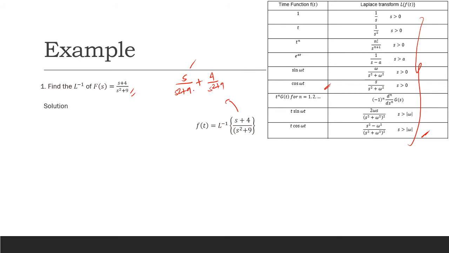So, therefore, pwede na nating i-express to as S over S squared plus 3 squared, which is, ito na ngayon siya, class. It's a cosine kapag kinonvert natin siya into t. Next, we have 4 over S squared plus 9. So, ito ba ay may kamukha? Tingnan natin, ito yung closest: we have omega over S squared plus omega squared, which is a sine omega t function.